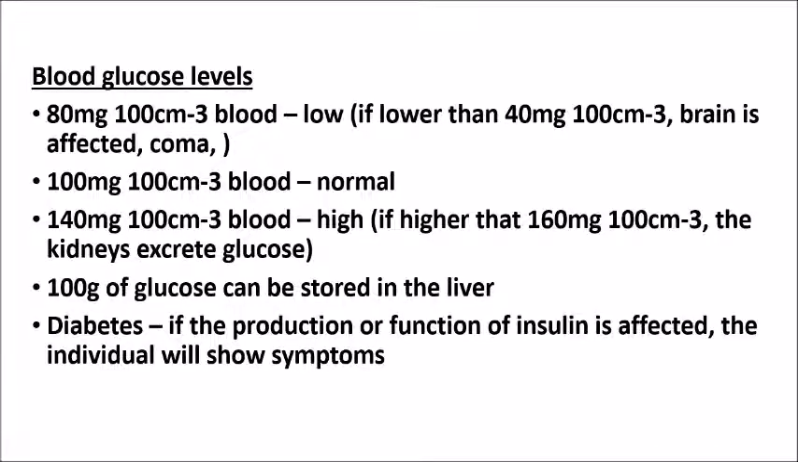If your blood glucose levels are too high, then the kidneys will actually excrete the excess glucose. Now, this extra glucose could be due to your insulin, or the function of insulin, not being correct. Now, this could be due to a thing called diabetes. Diabetes is where the production of insulin or the function of it is affected, and as such, you won't be able to store glucose in the liver.